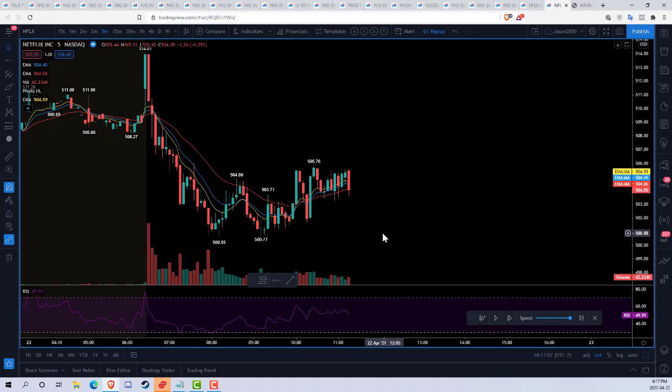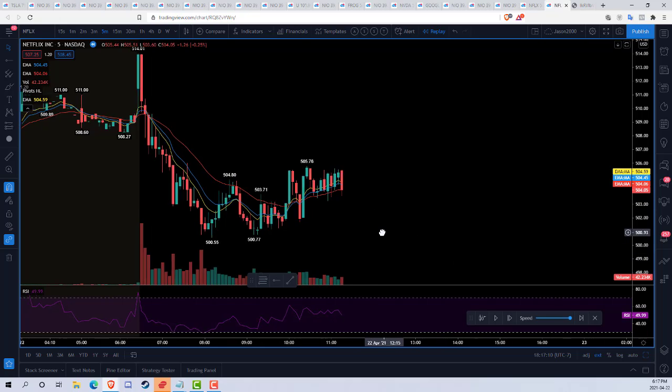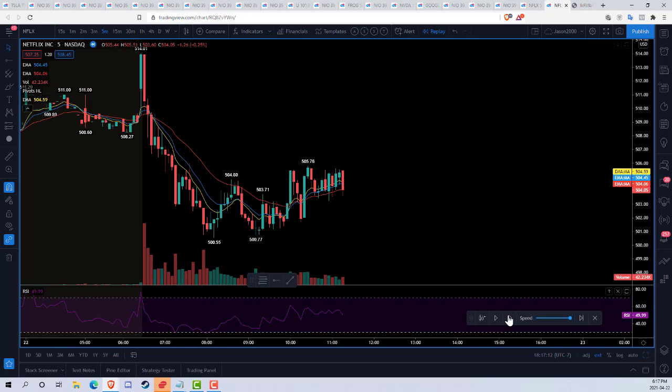We managed to stifle it off, but mostly we're moving sideways. And sideways is not something that we particularly like to see ourselves in. So what we're doing at this point is just watching Netflix. There's not really a setup that we like to see here.